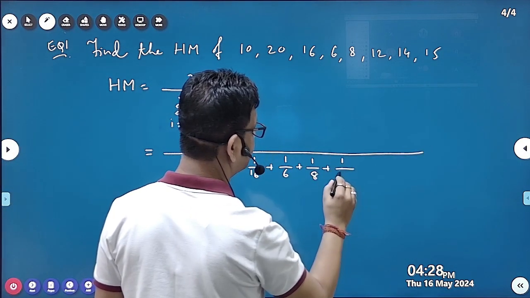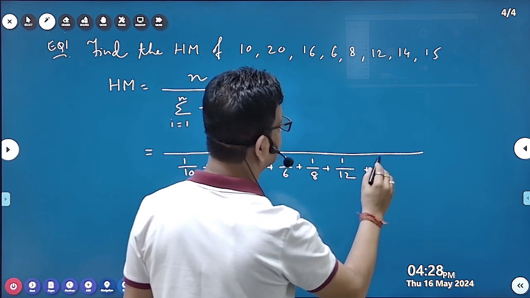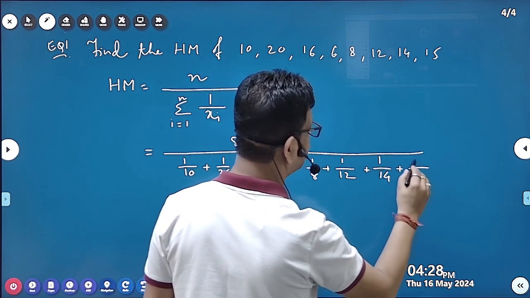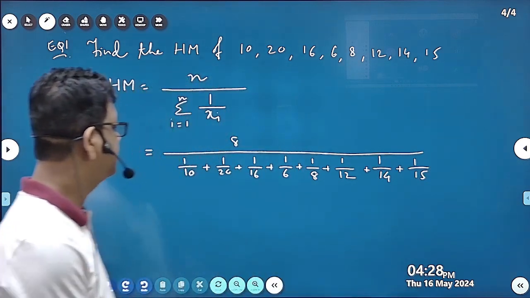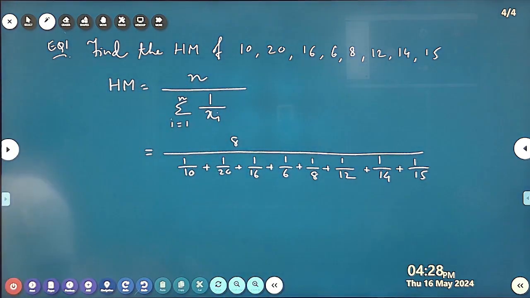1 by 12. Then 1 by 14. And then 1 by 15. Okay, so we got the reciprocals. The problem is here, the calculation part.